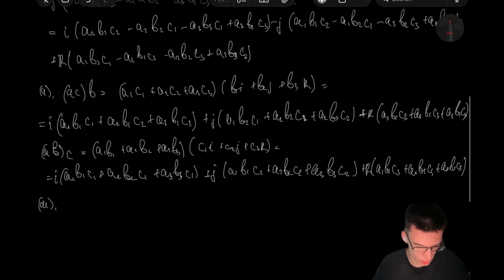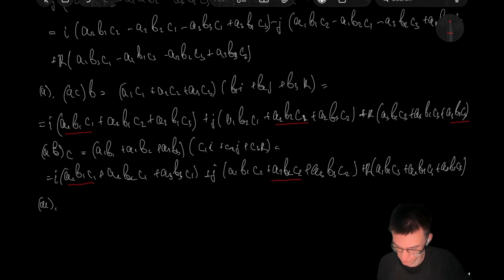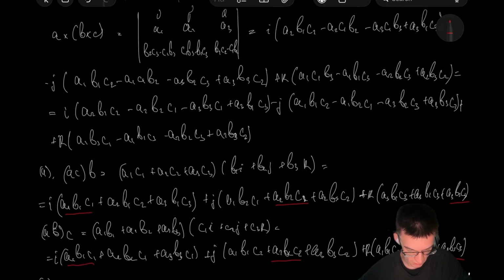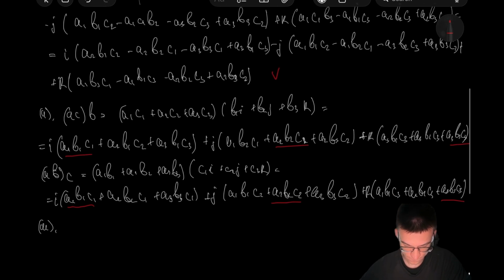So in both of these expressions, we have common terms. For example, A1, B1, C1, so this is the same as here, A1, B1, C1. And the same applies for A2, B2, C2, and here as well, A2, B2, C2, and then A3, B3, C3. And the same is here. So they cancel each other, so we can ignore them. And indeed, we don't have them in the expression above. We don't have A1, B2, C2, so this checks out.